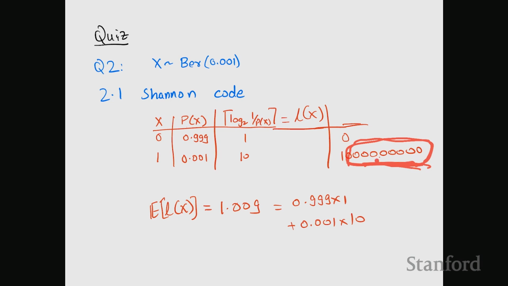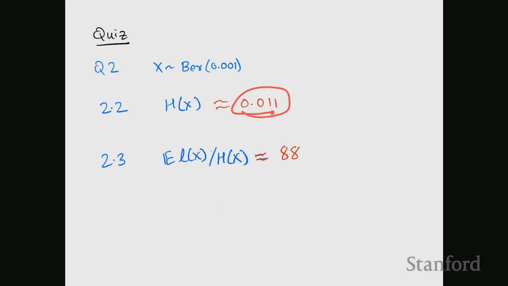What will be the expected length after you cut this down? 1. The expected length will be 1 because both of the things are 1, right? So it doesn't really solve our problem, right? Our entropy is 0.011 and we are still using 1 bit per symbol.